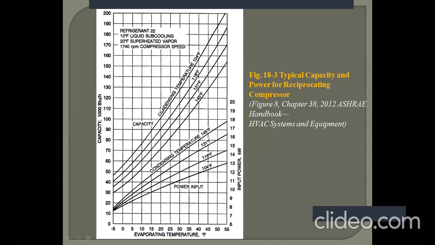So first, the capacity curves are shown at the top of the graph, and this is for R22 refrigerant with 10 degrees Fahrenheit of liquid subcooling and 20 degrees Fahrenheit of superheated vapor, and the compressor runs at 1740 rpm. So this is a constant speed graph, and as you can observe when it comes to capacity, for the moment just forget about this Fahrenheit scale.